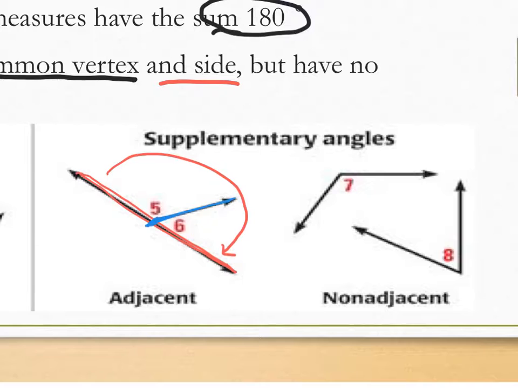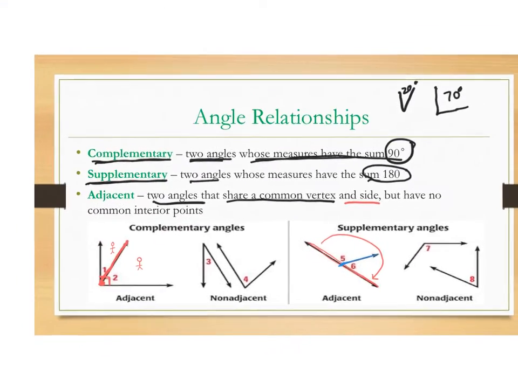They are not like next door neighbor angles. There's a gap between them. There's space between them. They don't have a common wall. All those things that we're looking at to make it look like they're apartments right next to each other, they don't meet that condition. So complementary, 90 degrees. Supplementary, 180 degrees. Adjacent are those next door neighbor angles. They have to have a common wall that they share, that common side.